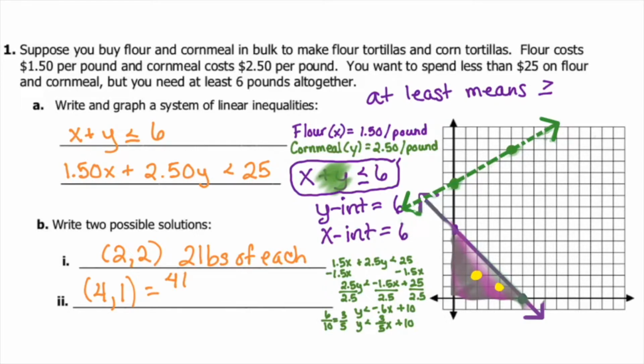So 4 pounds of flour tortillas and 1 pound of corn. And that's the end for number 1.